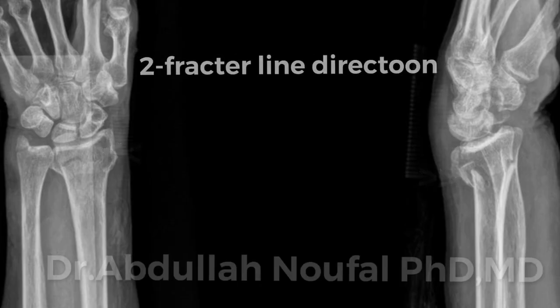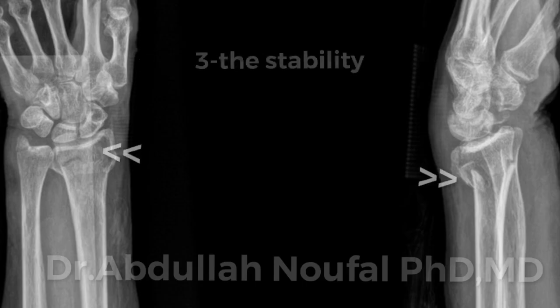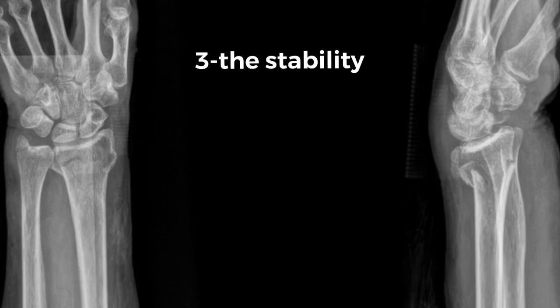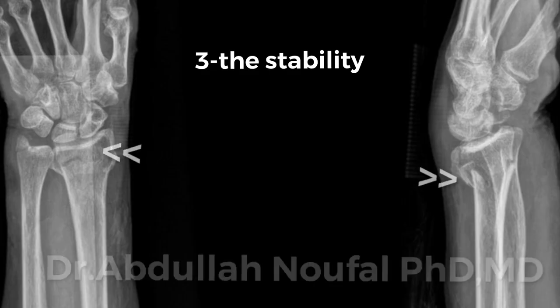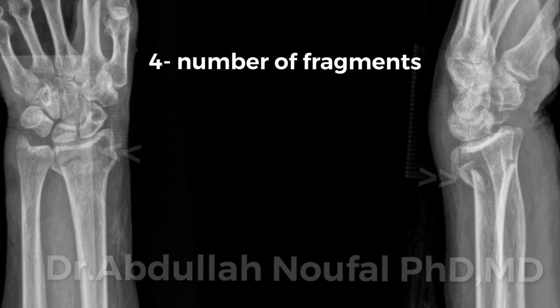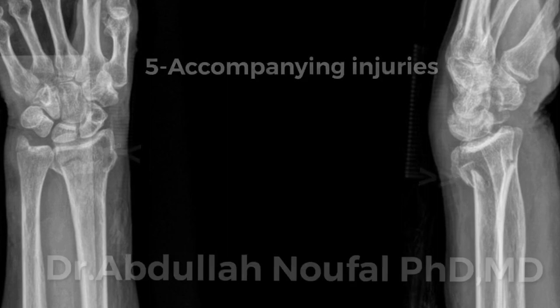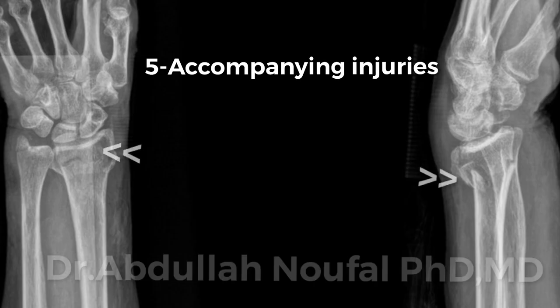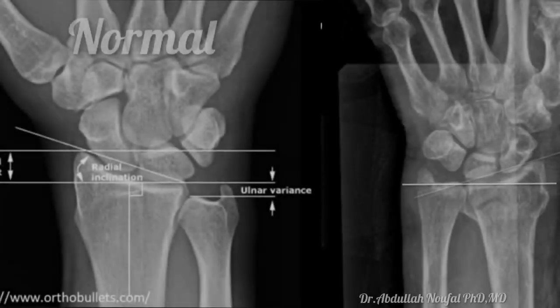Then, the position of the fracture line and its relation with the surface of the joint. The stability of the fracture after reduction, which determines the suitable fixation way, cast, K-wire fixation, or open reduction and internal fixation. The number and status of the fragments. Finally, the presence of accompanying injuries, fractured ulnar styloid, dislocated wrist, or fractured carpal bones.